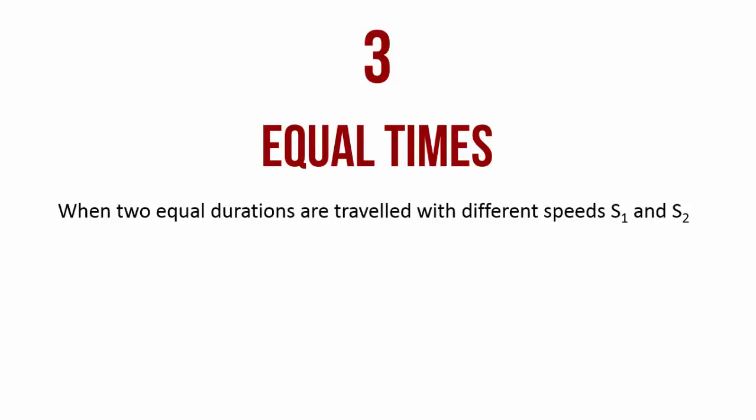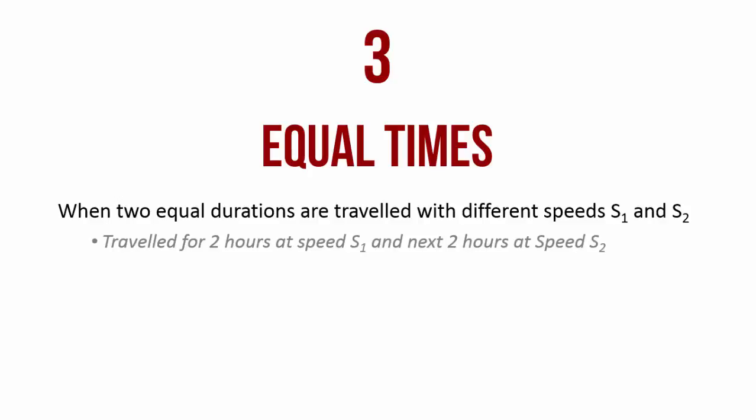The third shortcut is regarding travel during equal times. That is, you travel for a certain duration at speed s1 and then you travel for the same duration at some other speed. This can happen in several scenarios and there are some question wordings which can help you understand that this question is one of this type. For instance, you travel for 2 hours at speed s1 and then you travel for the next 2 hours at speed s2. The formula for average speed in such a scenario is s1 plus s2 by 2. Now remember again that this formula is valid only for two equal durations.